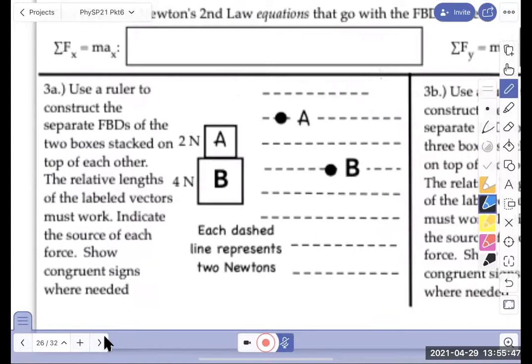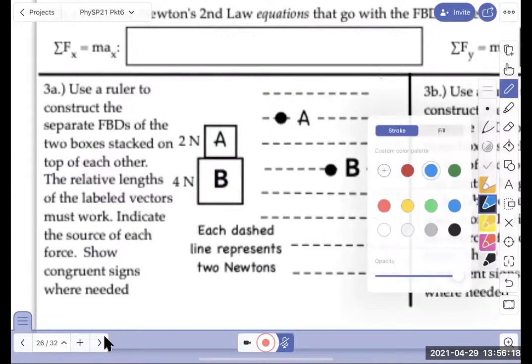So 3, we're going to finally get into Newton's third law and talk about systems of boxes, systems of objects. And so A is 2 newtons. It's like a box on a box. It seems simple, but it'll bring up some big stuff. So A is 2 newtons, and each one of these little lines represents 2 newtons. And then B is 4 newtons. So that's about a pound. 2 newtons, about a half a pound. All right.